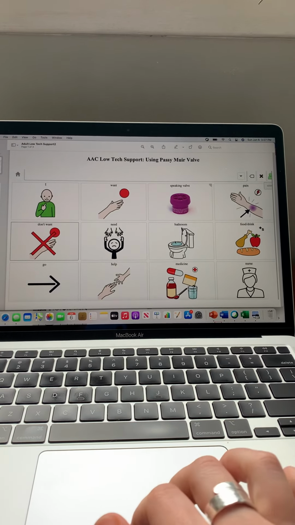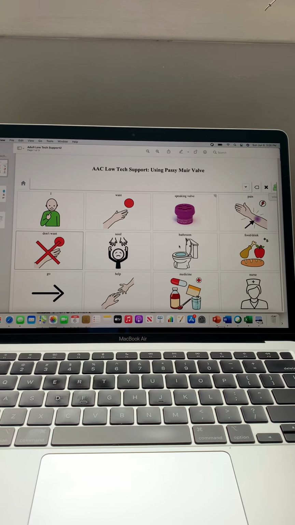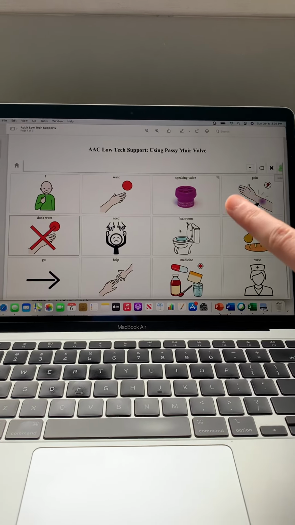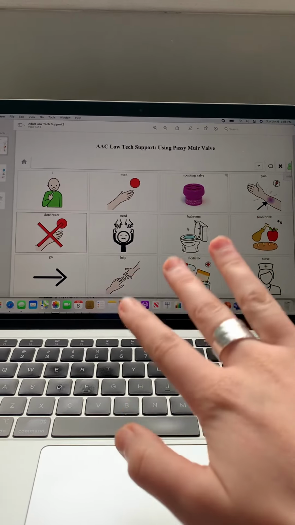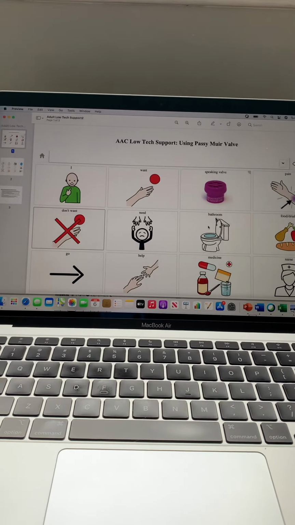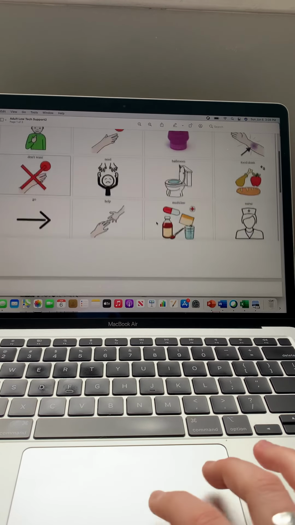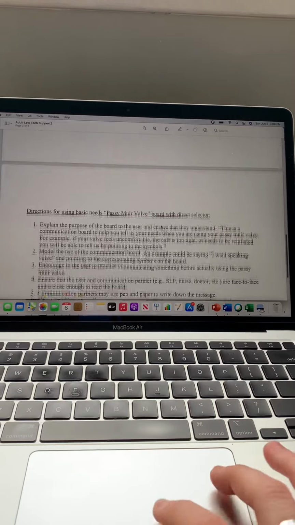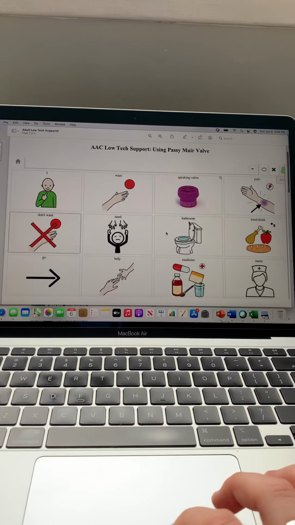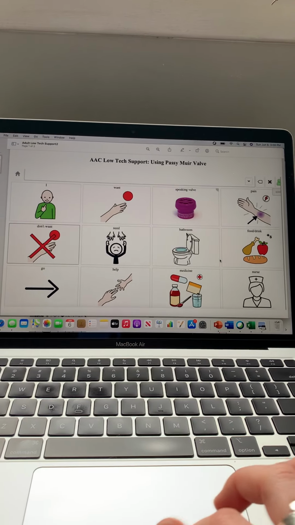So this board is designed to be used by a direct selector, and what that means is that the user uses their finger or their hand or any kind of body part to directly point to the symbol that they want to use. So this can be printed out on paper. There are additional directions at the bottom, but I'm going to give a quick overview on the purpose of a support like this and how to use it.